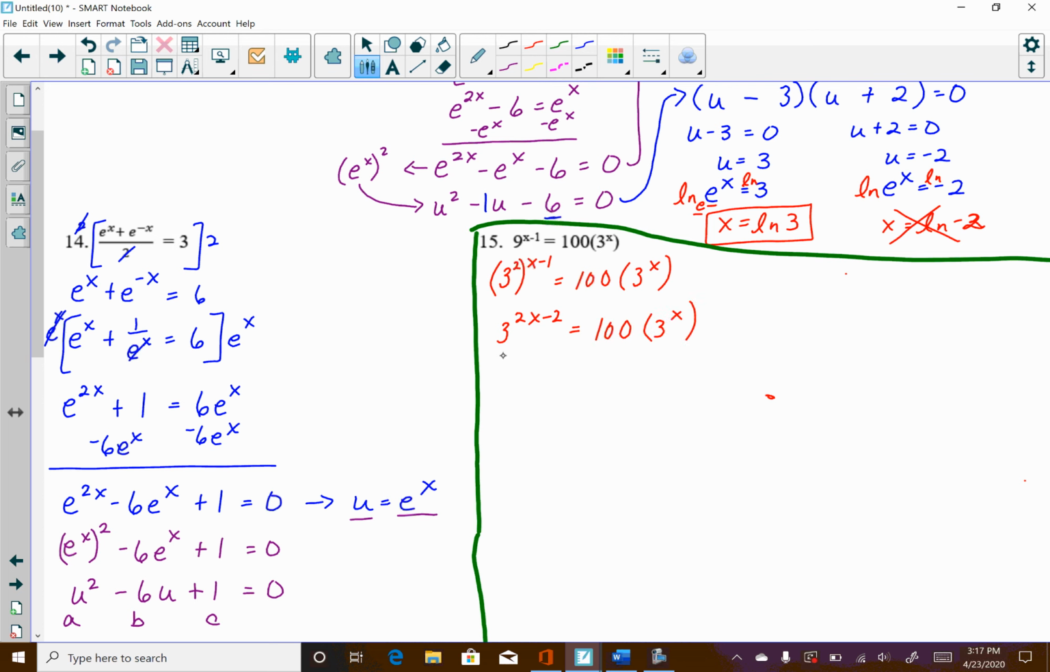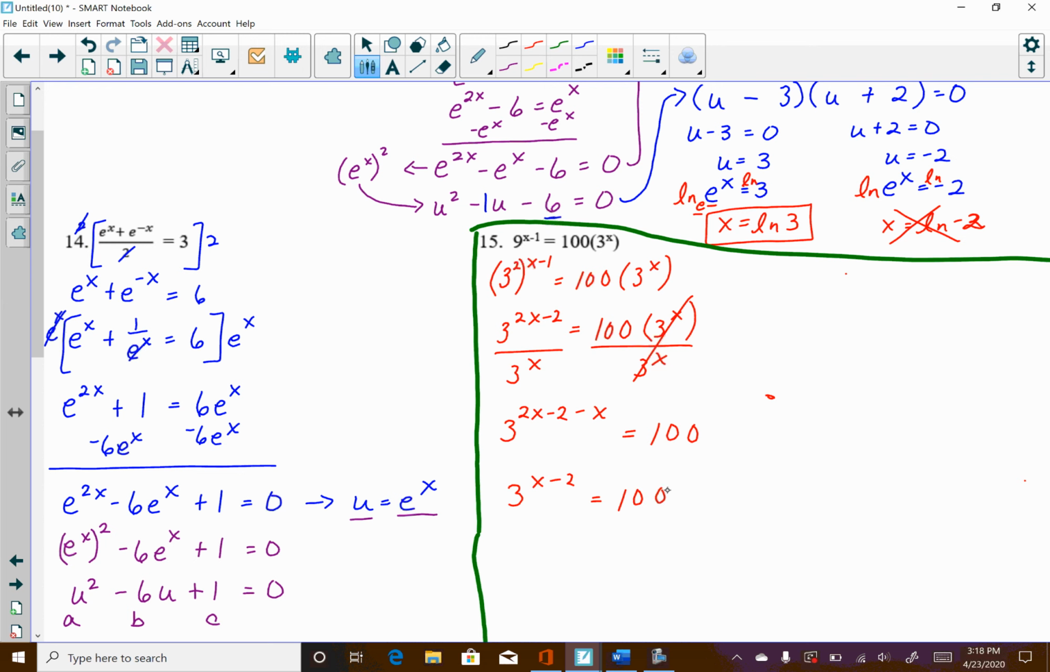Now, at least at this point, I do have a 3 on the left-hand side, and I've got a 3 raised to a power and a 3 raised to a power. So what I can do is divide by 3 to the x on both sides. On the right-hand side, it cancels out, so that's nice. On the left-hand side, since it's the same base, I can use my properties, and my properties say when I have the same base, you can subtract your exponents. So you keep that base, and it's like saying the top minus the bottom equals 100. And then I can clean that up, and I have 3 to the x minus 2 equals 100. Now you can take common log or natural log.